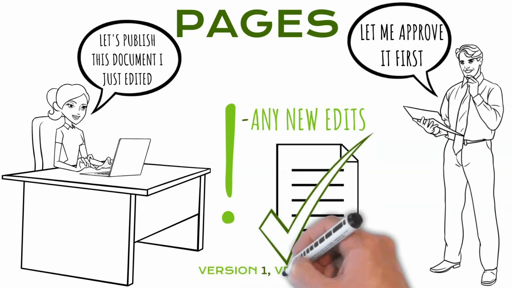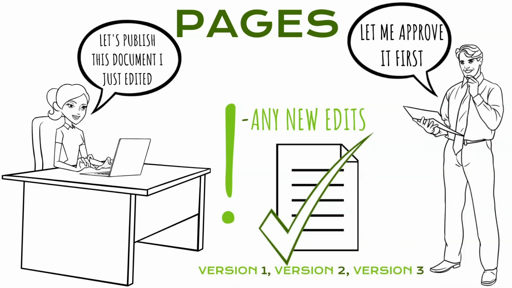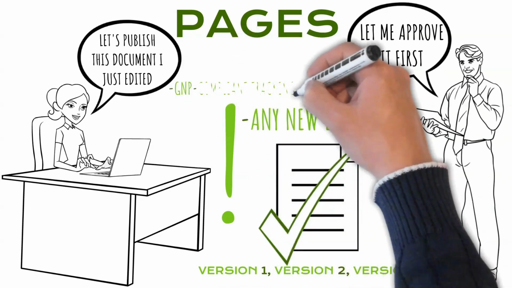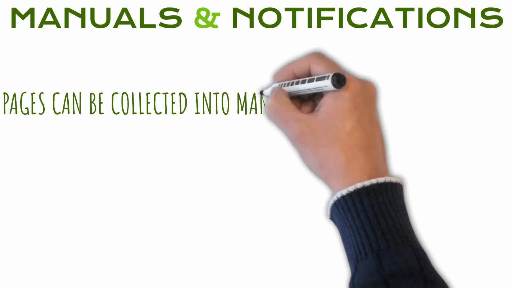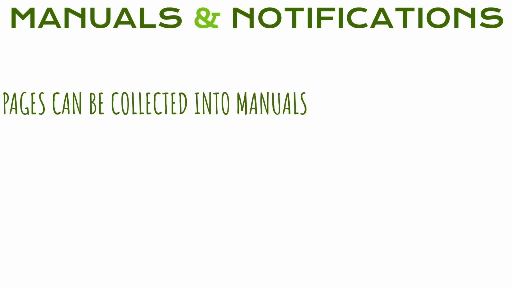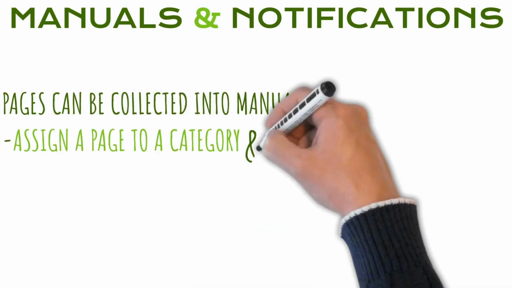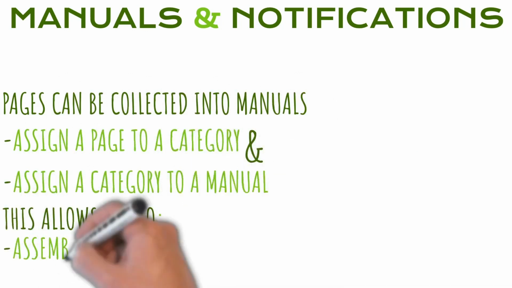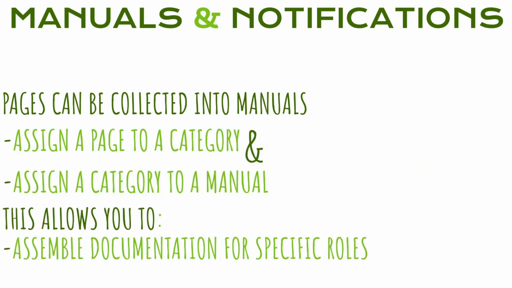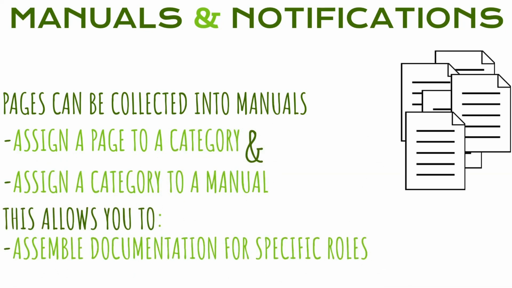Canobi tracks all versions of a document and the changes or differences between versions. This provides GMP-compliant tracking of documentation. Manuals and notifications. Pages can be collected into manuals. To do this, you assign a page to a category and assign a category to a manual. This allows you to assemble documentation for specific roles within your organization without having multiple copies of the same page.